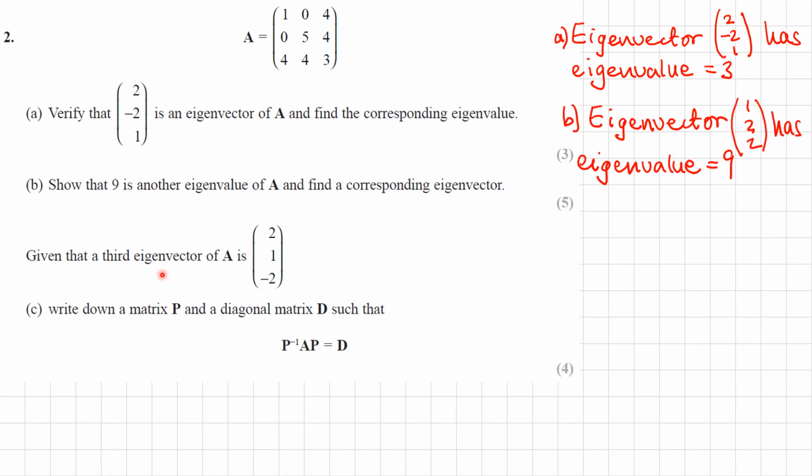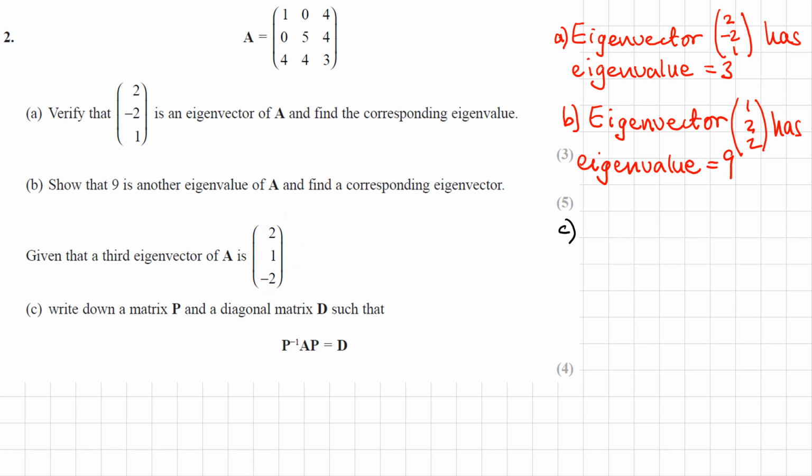Now, given that a third eigenvector of A is the vector 2, 1, minus 2, part C, write down a matrix P and a diagonal matrix D such that P inverse AP is equal to D. Now remember, P is the matrix of eigenvectors and D is the matrix of eigenvalues. So I have the eigenvalues of the first 2 eigenvectors, but I don't have the eigenvalue for this eigenvector. So that's going to be my first step, is to find the eigenvalue for this vector here.